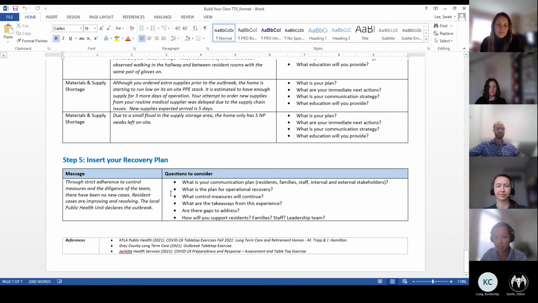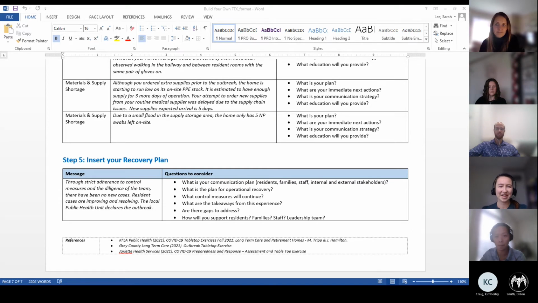And last but not least, you get to step 5, which is your recovery plan. This is your cherry on top. It brings you to the end of the outbreak and provides some additional discussion questions to consider. And now I'm going to hand it over to Caitlin to take us through this second resource as well.